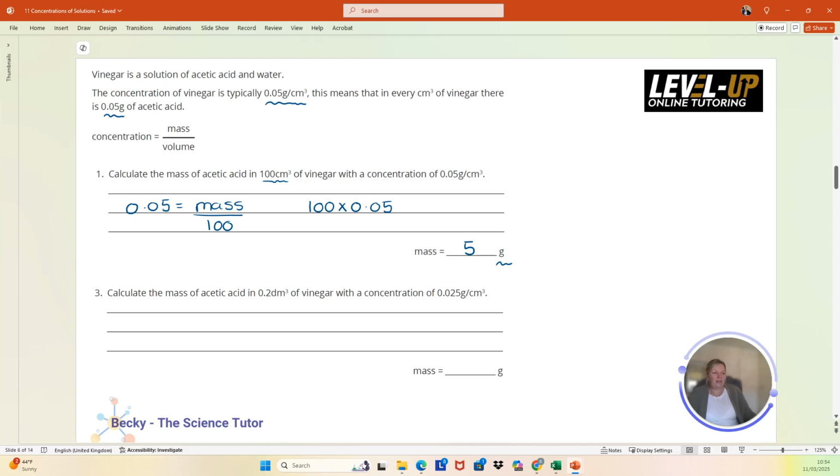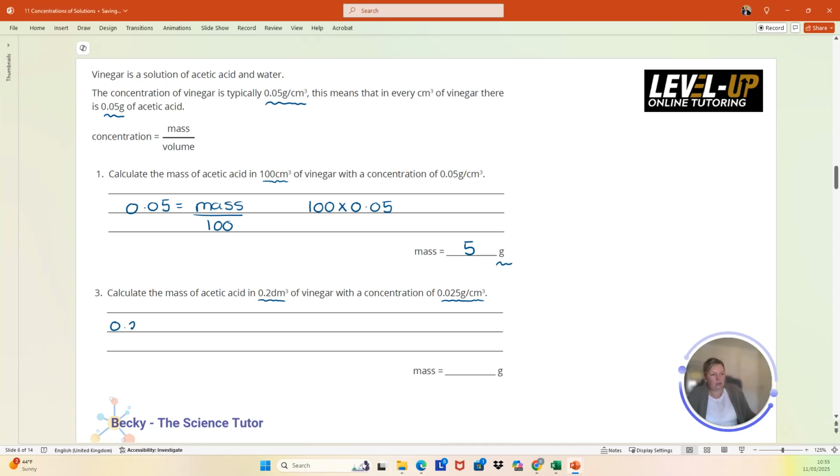Okay, I've then selected this question to show you here. Calculate the mass of the acetic acid in 0.2 decimeters cubed with a concentration of 0.025 grams per centimetre cubed. So we're going to need to convert somewhere along the way. Now if I try to convert that 0.025, if I was to simply divide that by 1,000 to get into decimeters cubed, it's also going to alter my grams. So the easiest thing is for me to change the decimeters cubed down into centimeters cubed, and then I can continue as normal.